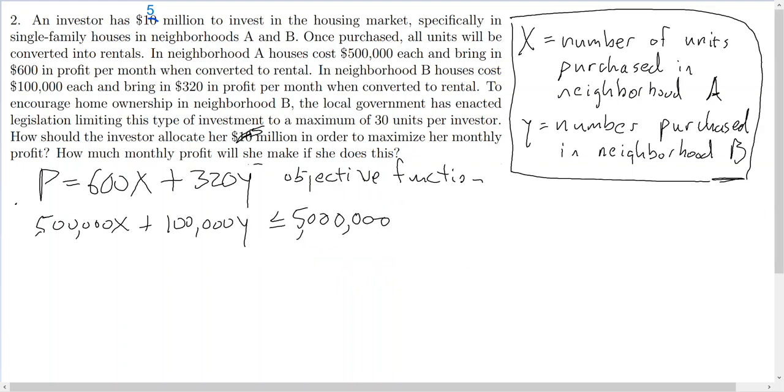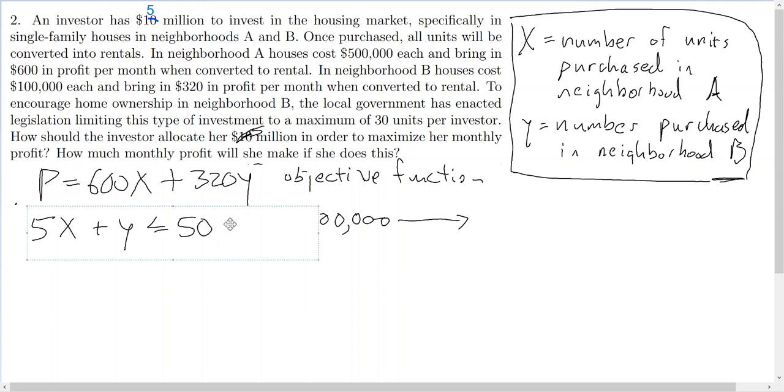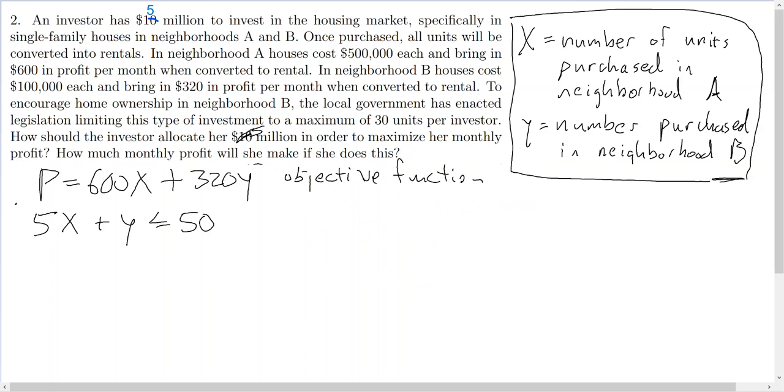Now we should simplify this inequality because there are a lot of zeros there. We can knock out 5 zeros, which is equivalent to dividing by 100,000. So if we divide everything by 100,000 here, we get 5x plus y less than or equal to 50. Let me go ahead, to save space, and shift this over here and replace that old form of the inequality with this simplified version.